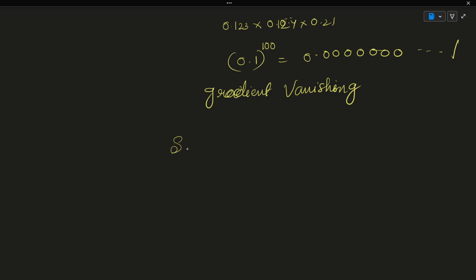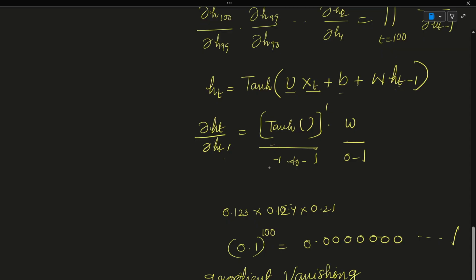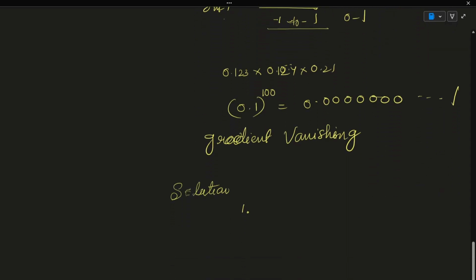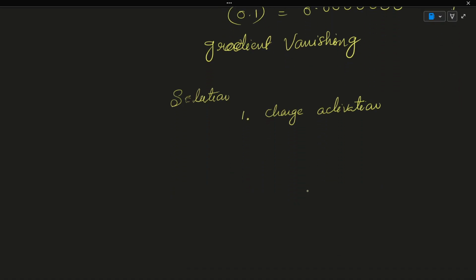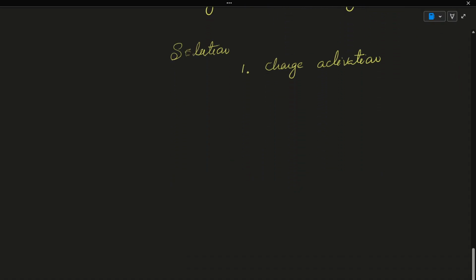So the solutions to this problem: number one, because we have used this tanh, it is always between minus 1 and 1. So instead of that, we can change the activation function and make it ReLU. What will ReLU do? ReLU will give you the actual value. If it is greater than 0, it will give the same value. If it is less than 0, it will give 0. So you can change from tanh to ReLU. Of course, it also has some problems. We'll see shortly.